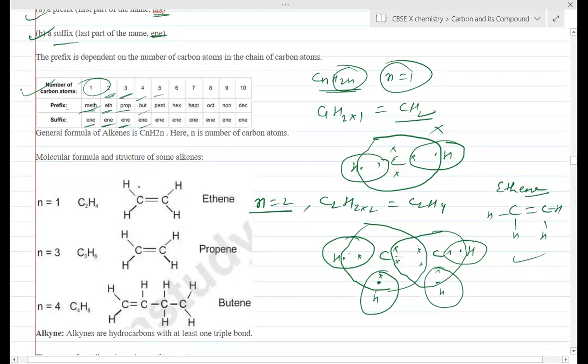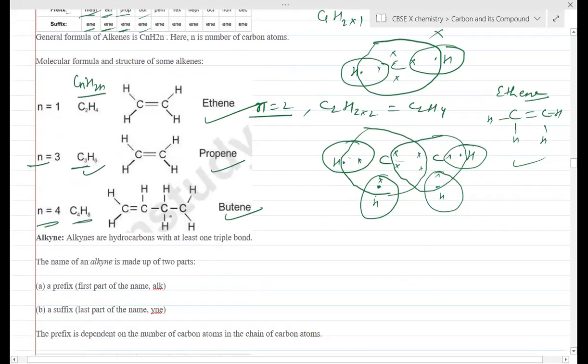Similarly, if you put n is equal to 3, you will get C3H6. What is the formula? CnH2n. So ethene is C2H4. C3H6 is what? Propene. N is equal to 4, C4H8, that is what? Butene.